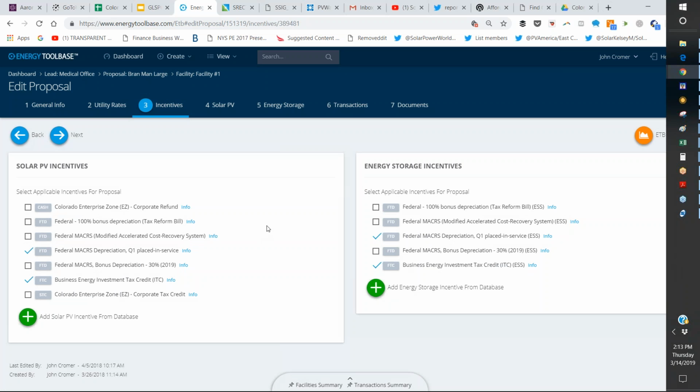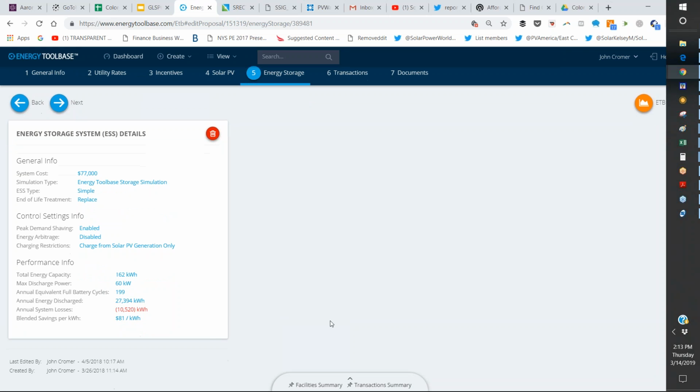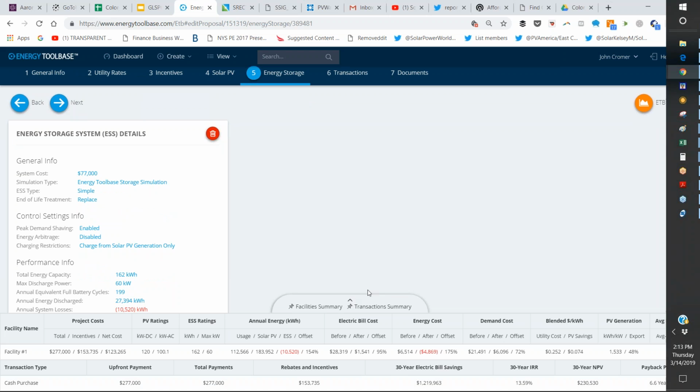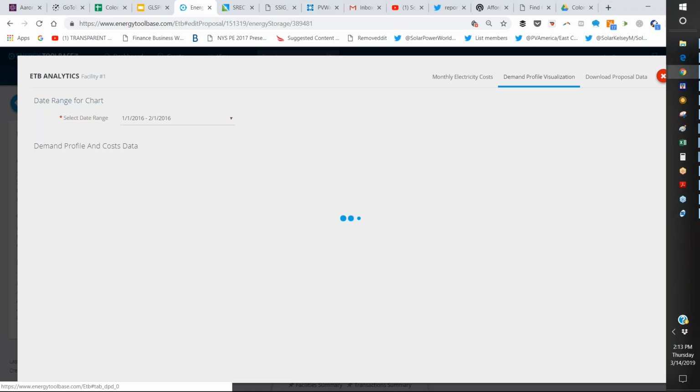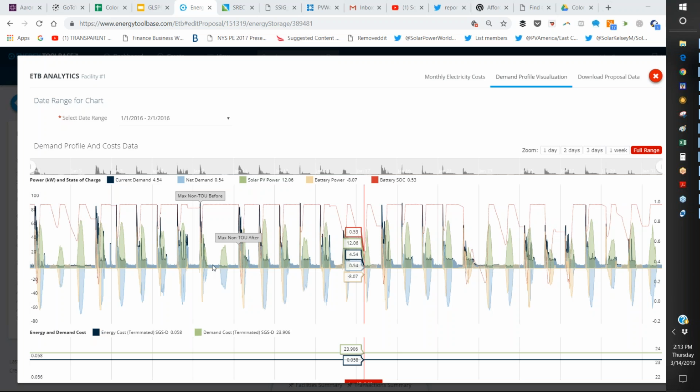You can model incentives like depreciation and the tax credit and any local incentives. It crunches the numbers for you. But really what I wanted to show you is their visualizer, where you can go in and hone in and say, okay, well, this is my solar production, battery usage, and whatever for the whole month of January.